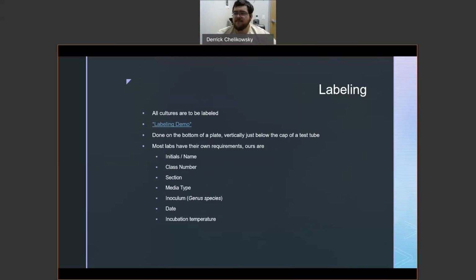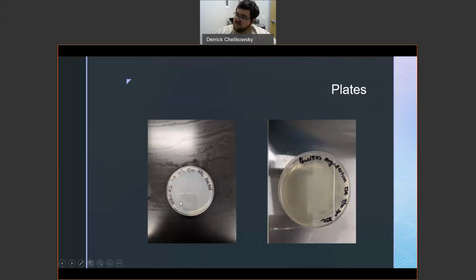Those are your initials or name, class number, section, media type, the inoculum in genus and species or an abbreviation, the date, and incubation temperature. In the video here, I used mannitol salt agar and Staphylococcus aureus. For our pictures, we have this one here: unknown number 1, TSA, 37 degrees, 421, the initials of the person who's doing it, and the section. These are what you would most likely be working with.